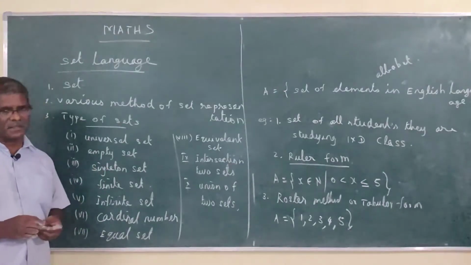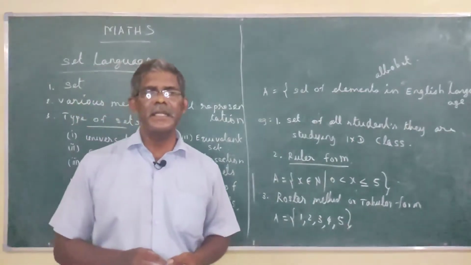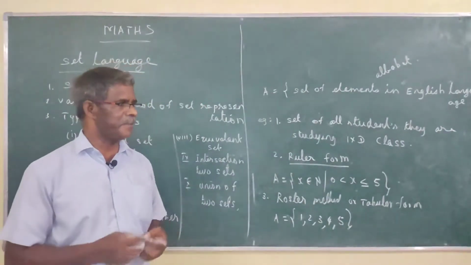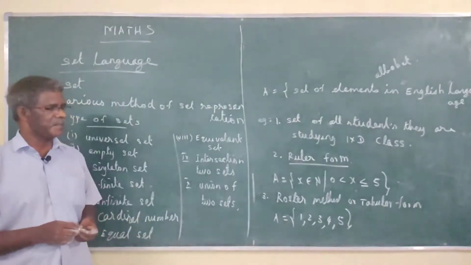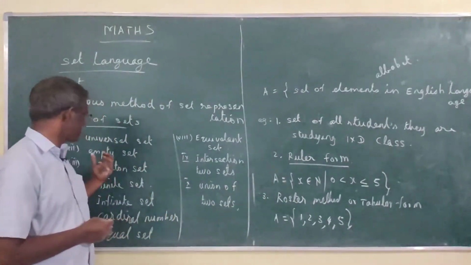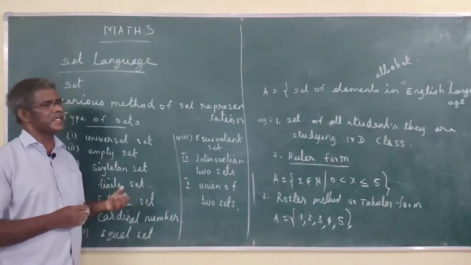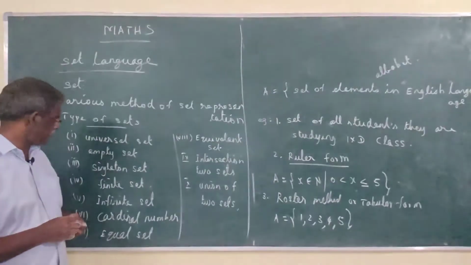Then empty set. You know the word meaning of empty. What is the meaning of empty? For example, an empty pocket. What is the meaning? Inside the pocket, nothing. So empty set means inside the set there are no elements. A set that has no element inside is called an empty set.